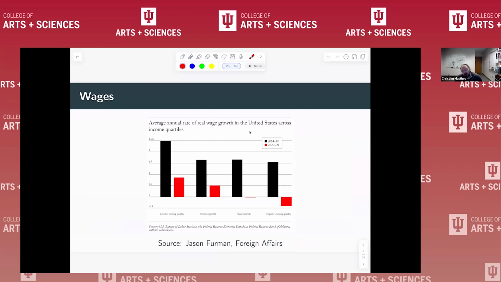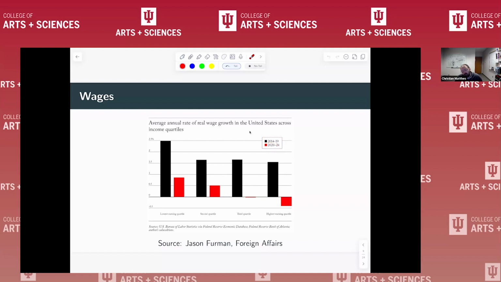But what I want to focus on here is this great graph that he compiled on wages. What does this graph show us? It shows us how much wages have grown for two different time periods. Black bars show us 2014 to 2019, and then red bars show us 2020 to 2024. So the recent Biden presidency.